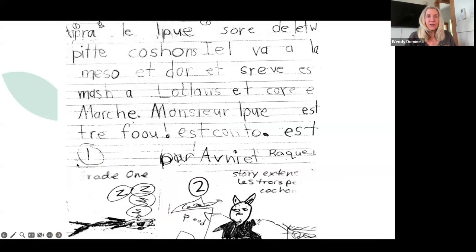And so this is a story that a couple of my students wrote in grade 1, again, 30 minutes a day. And one of the students had French in kindergarten. The other one had just started that year in French in grade 1. And I'll just read it. So this is where Les Trois Petits Cochons ends.